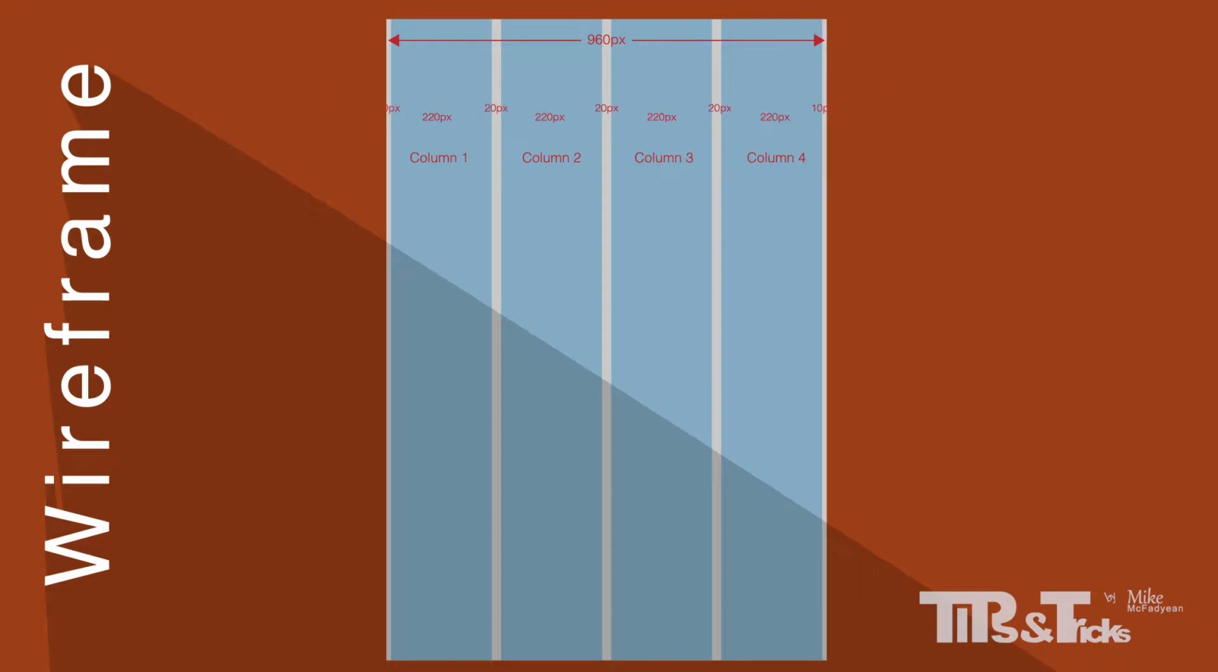So to work out the columns for, say, a 4-column layout, you could have 220 pixel width columns with 3 20-pixel gutters, making a total of 940 pixels, and then a left and right margin of 10 pixels, totaling your 960 pixels.